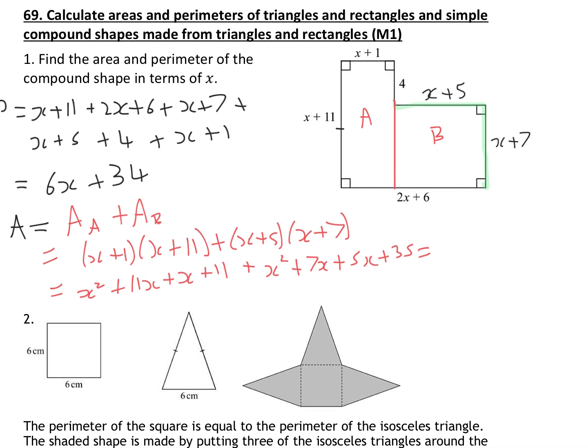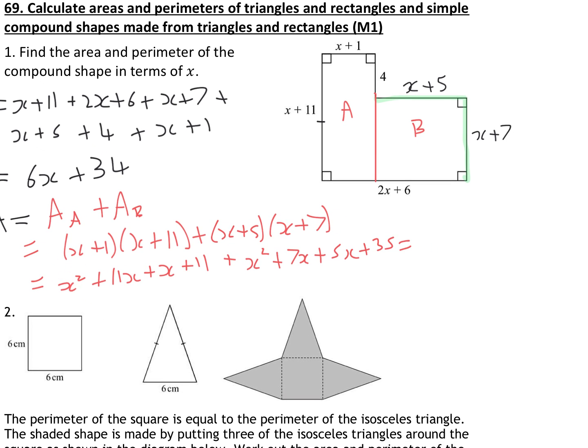And if we collect all that together, how many x squareds do we have? We've got 2x squared. How many x's? 11 plus 1 is 12, plus another 12 gives 24. And then numbers, we've got 11 and another 35, which gives 46. Okay, so the key there is for perimeter, make sure you've got all the sides and add them up. For area, divide the shape into shapes that you know how to find the area of, in this case rectangles, and then do the algebra from there.